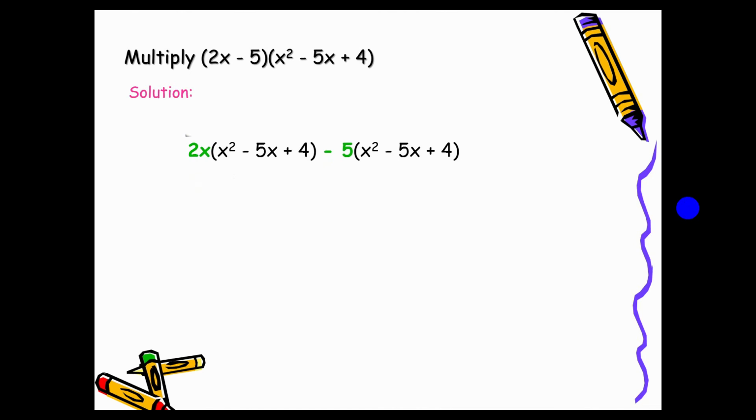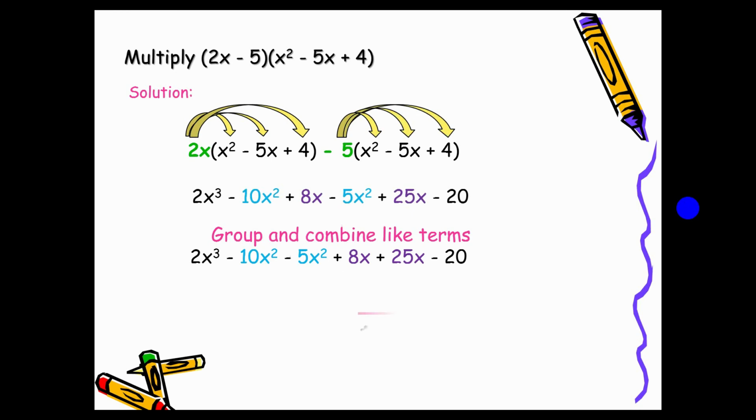So 2x times x squared would be 2x cubed. Then 2x times negative 5x will become negative 10x squared. And after that, we will multiply 2x times 4, which is equal to 8x. Then negative 5 times x squared would be equal to negative 5x squared. Next is negative 5 times negative 5x, which would be equal to positive 25x. Then the last one would be negative 5 times 4, which is equal to negative 20.